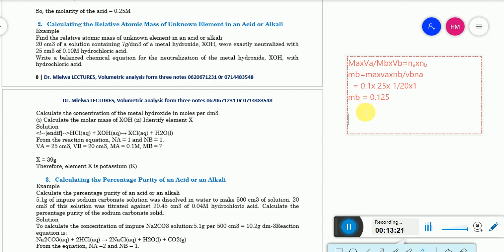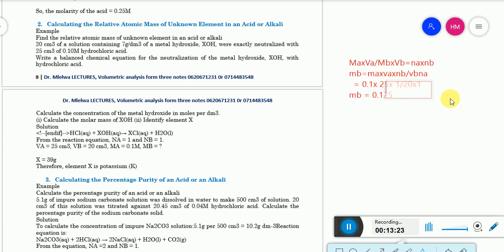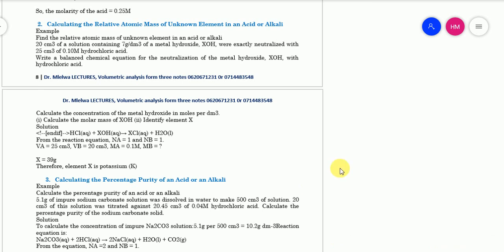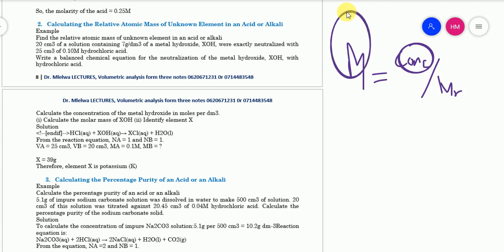Tunaenda kutumia formula ambayo tunaifahamu, and the formula which we are using here is the formula of molality ambayo tunaifahamu every day. So tunaenda kusema kwamba molality is equal to concentration divided by nini? Molar mass. But remember here, concentration of base we have, and molality we have. So what we are calculating? We are calculating the molar mass.